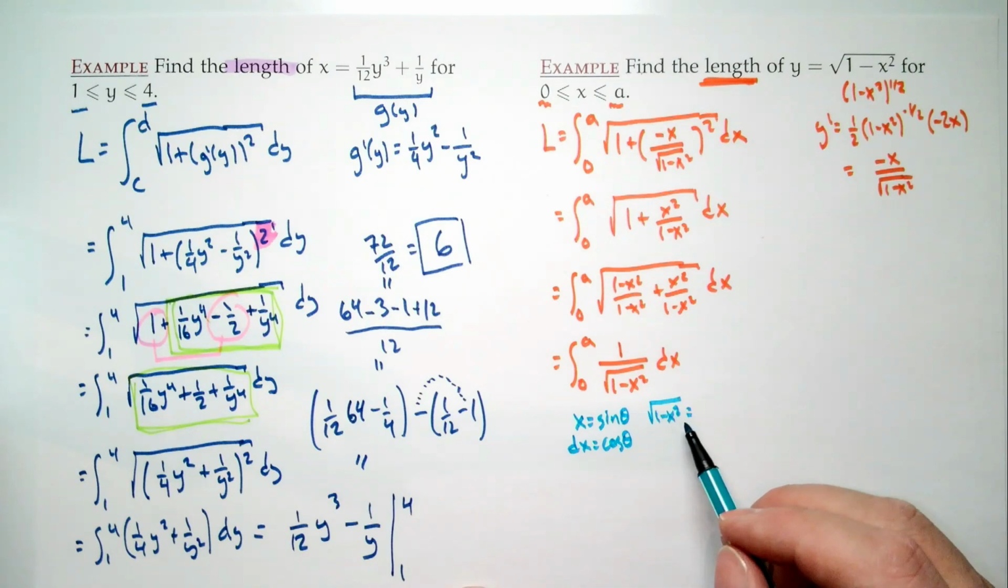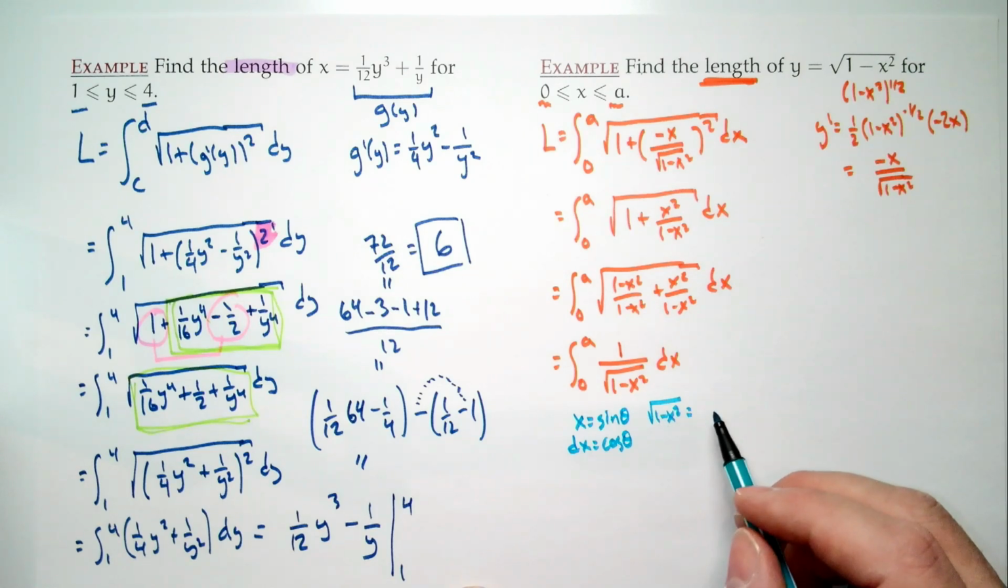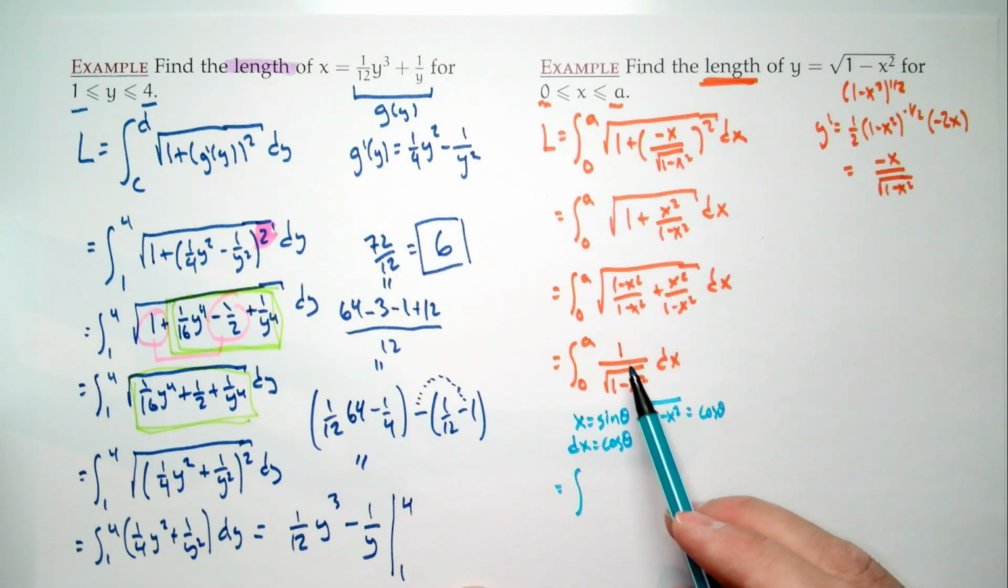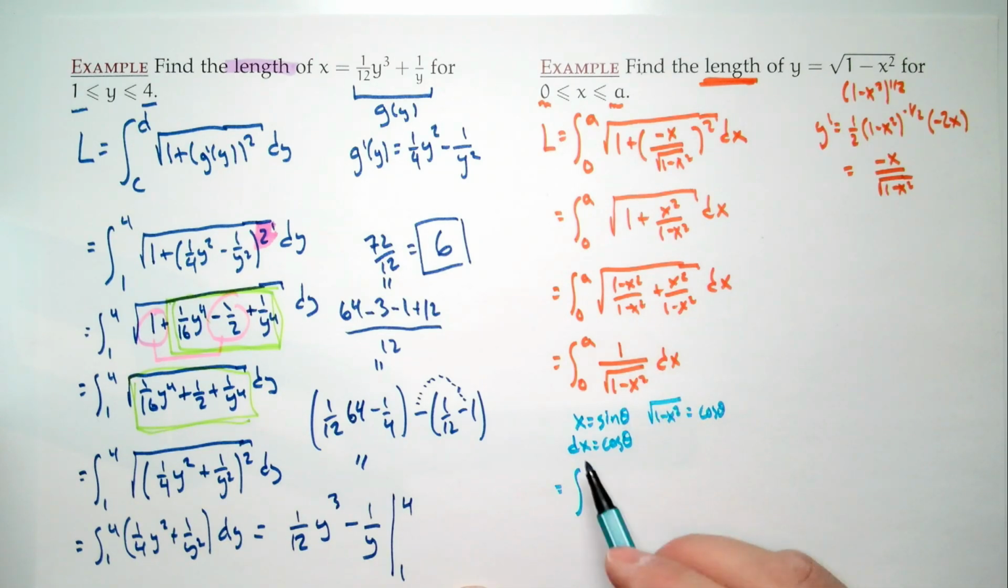It would be 1 minus sine squared, which is cosine squared, which would become cosine. So this would be equal to the integral. The top we'd have dx. Oh, I'm sorry, I forgot to write my d theta there, which is cosine theta d theta. On the bottom, square root of 1 minus x squared, which is cosine theta. So that's good news for us, because the cosines are going to cancel. Woohoo!